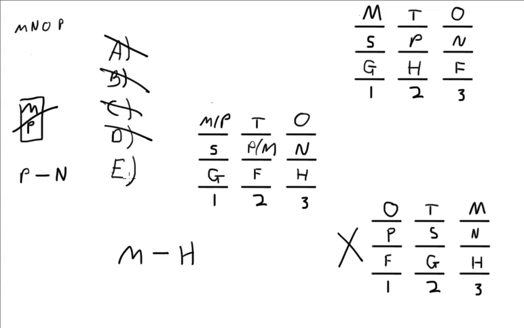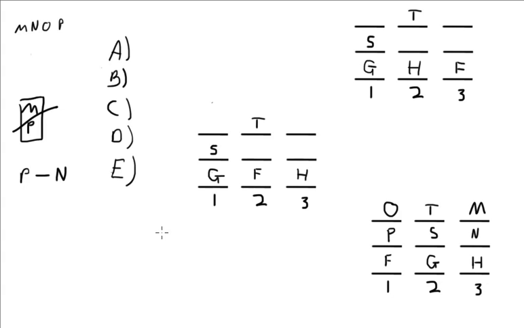And now we'll look at E. E says that P is in position 1. Well, that is possible under one of our worlds. It's not possible here, but it is possible here because we don't know the placement of M and P. P could be in position 1 here, and therefore E could be true and is our answer choice.